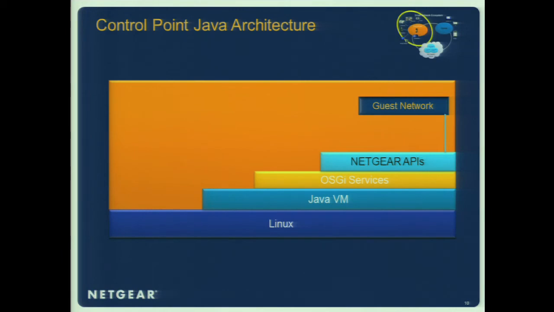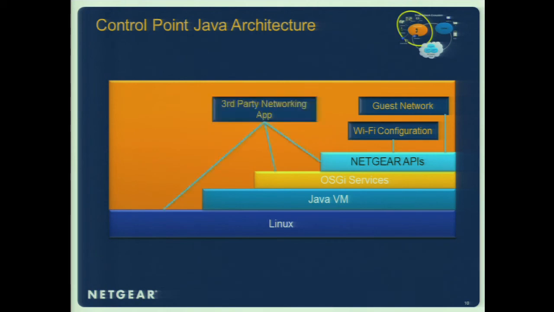And if you go to our marketplace right now, we have a guest network application that uses such APIs, and we also have a Wi-Fi settings application in there. And we also support your application if you use third-party libraries. You can bundle them up in the OSGI application, and you can call your third-party drivers through JSNI.